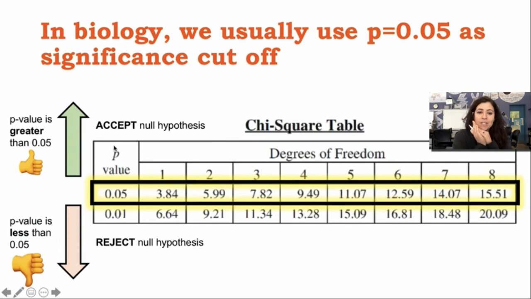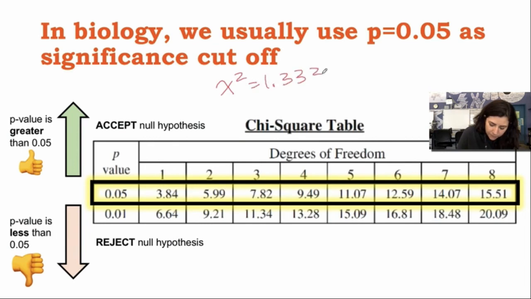Okay, so remember, in biology, we're using that p = 0.05 as our significance cutoff. And so we're going to look in this chi-squared table to help us figure out if our p-value is greater than or less than 0.05. So our chi-squared value in this was 1.33. And we're going to look just in this 1 degree of freedom column, and we're going to see where our chi-squared value would land within that column.